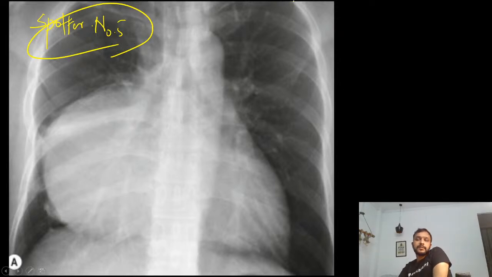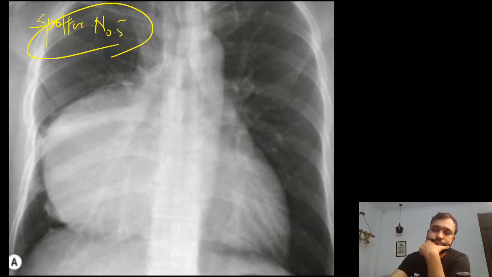Spotter number five. What are your observations in this spotter number five? Come on guys, what are your observations? Silhouette sign, very good thought, silhouette sign. Okay, so that is a very good observation. So right heart border is not visualized. Anything else that you can think of, guys, besides silhouette sign?